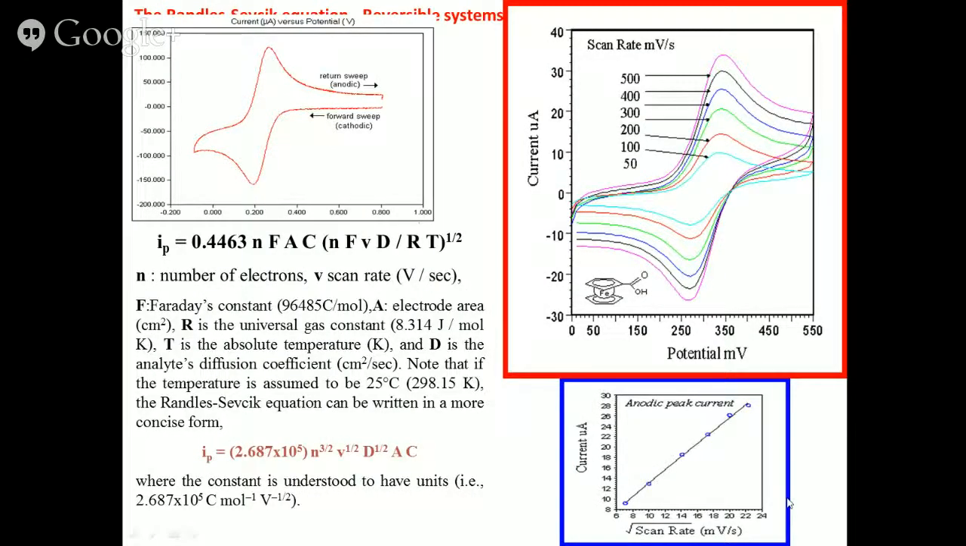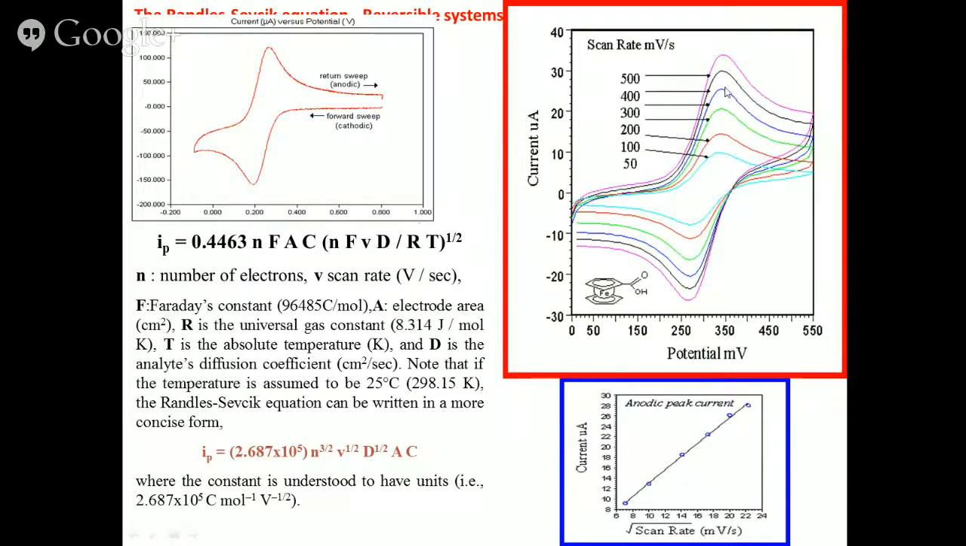Now a typical voltammogram is shown here on the left-hand side, and on the right-hand side we are talking about the reduction of ferrocene at various scan speeds. Scan rate is how I am varying the potential as a function of time. That is what is shown here. At the bottom, I have shown how the current varies with respect to the square root of the scan rate. The scan rate is changing from 50 millivolts to nearly 500 millivolts per second.